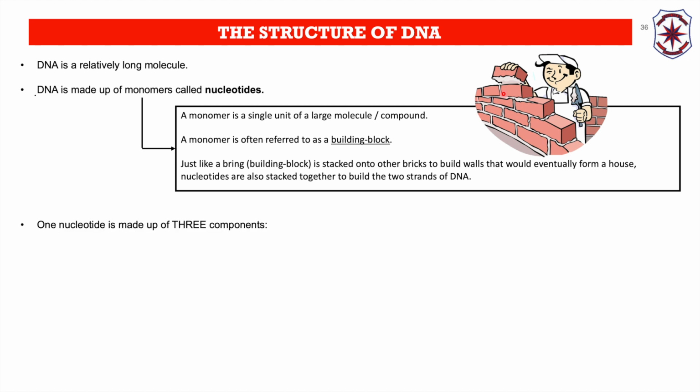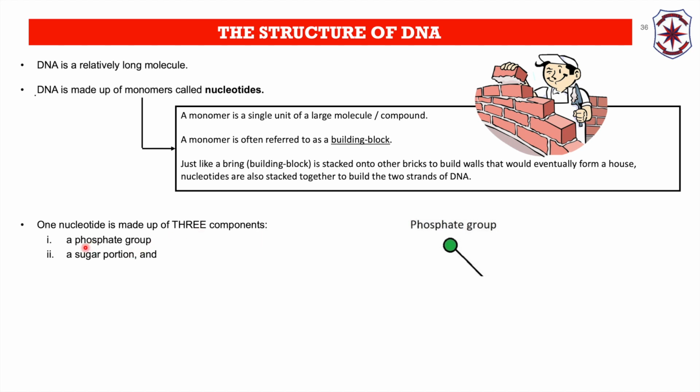So one nucleotide, one brick or building block, has three components. It has three parts. Okay, follow me here. DNA is made up of building blocks called nucleotides. They are stacked and stacked and stacked to make the large molecule that is DNA. So that one nucleotide has three components or three parts. Firstly, it is made up of a phosphate group. The first part of a nucleotide is a phosphate group.